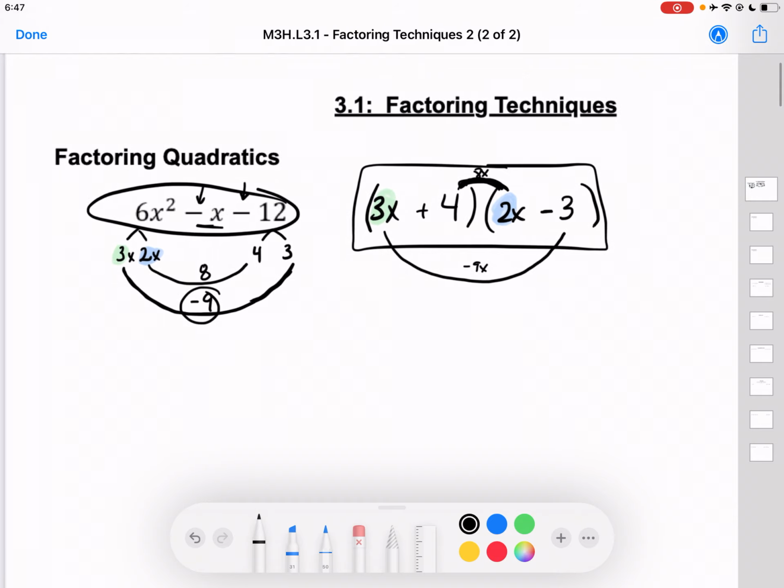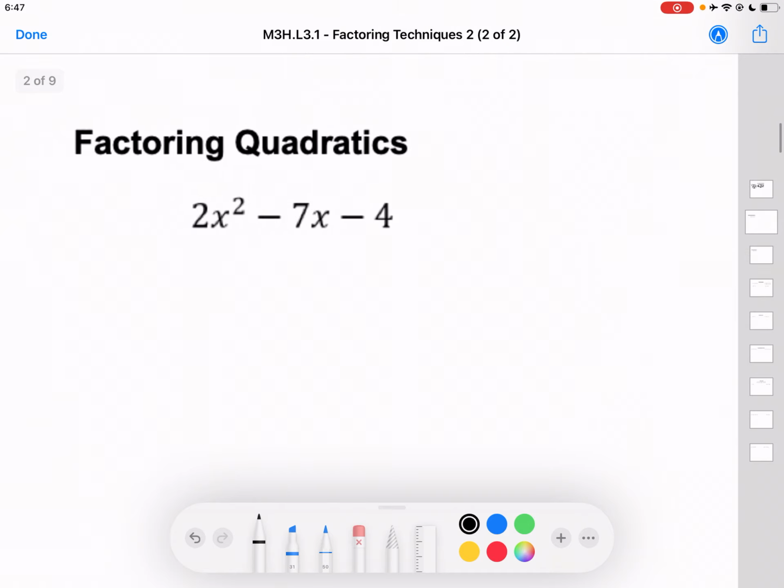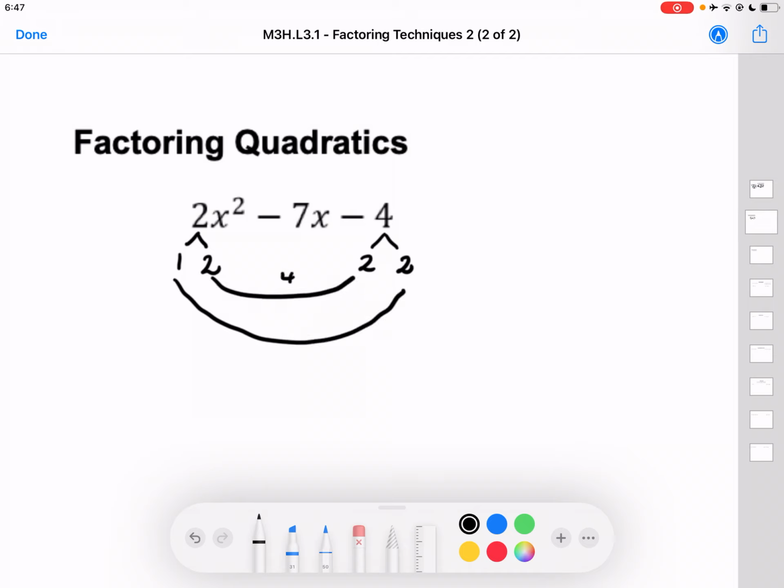Okay? So let's practice that technique we learned last year again. So once again, you find the factors of the first number. In this case, 2 only has one pair of factors, so 1 and 2. 4 has a couple pairs, so let's try 2 and 2 first. And then we just multiply them out. So 2 times 2 is 4, 1 times 2 is 2.